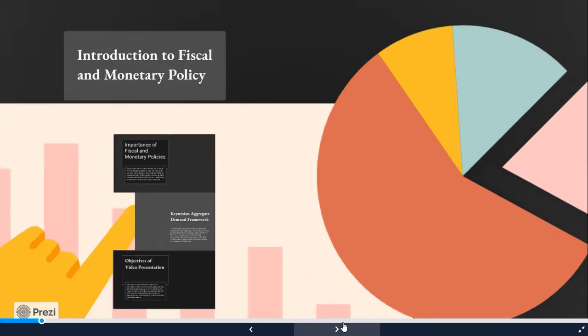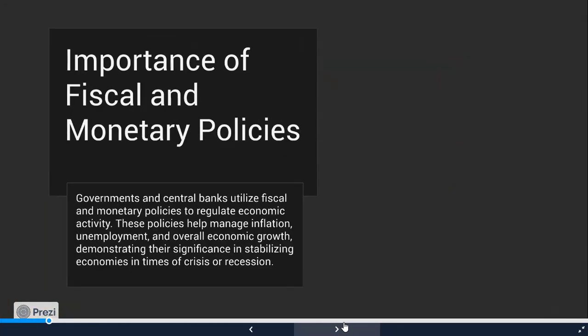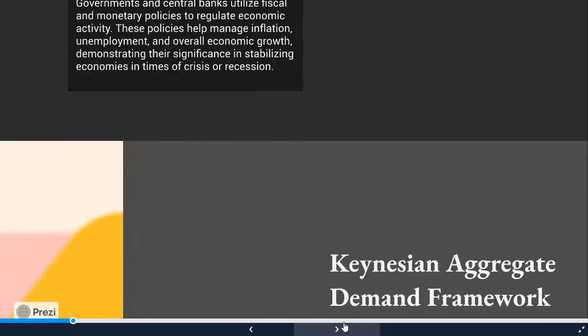Introduction to fiscal and monetary policy. We're going to discuss the importance of fiscal and monetary policy. Basically, they help control inflation, unemployment, and economic growth. Fiscal policy, which consists of government spending and taxes, and monetary policy, which consists of interest rates and money supply, are used to stabilize the economy. During recessions or booms, these tools help bring balance.